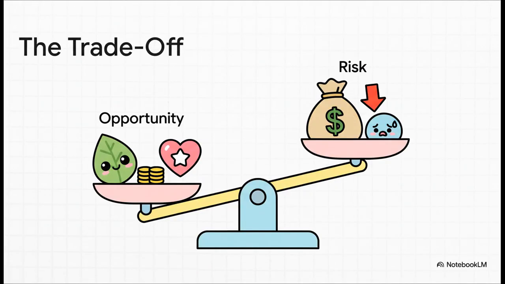Because every decision has a trade-off. In this case, the opportunity is lower costs and a better brand image. Great. The risk, though, is the big upfront investment you need to make it happen. And because this trade-off could absolutely influence how an investor or lender sees your company's future, it's considered material information. You have to disclose it.